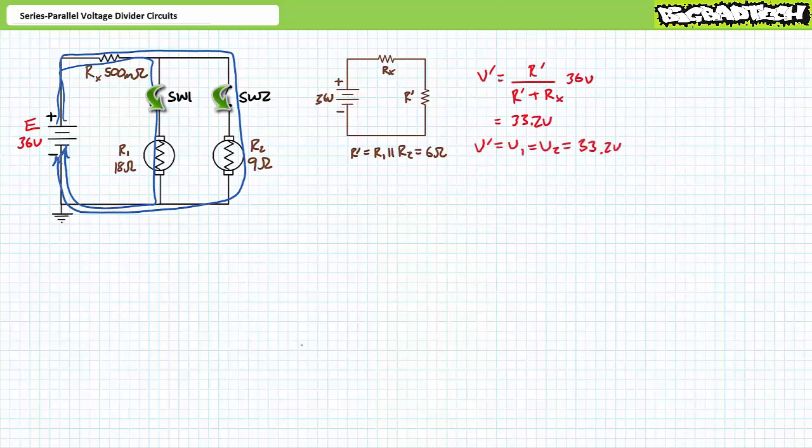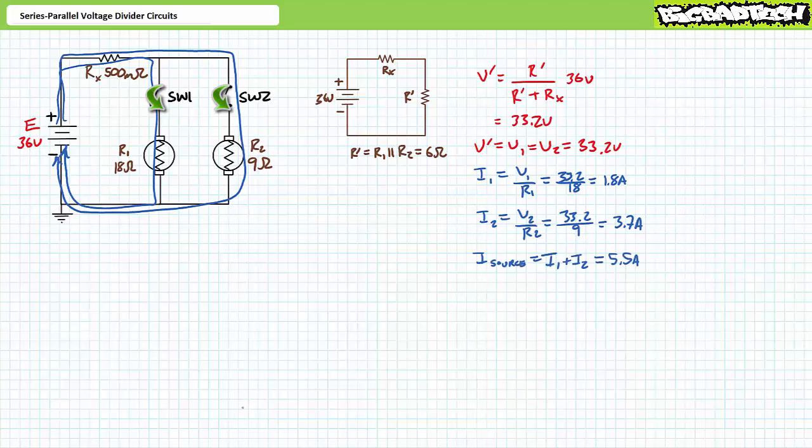Given R single prime is a parallel combination of R1 and R2, it can be said V single prime equals V1, which equals V2, and they all equal 33.2 volts. Voltage across elements in parallel is the same. An application of Ohm's law demonstrates that R1 draws 1.8 amps. Another application of Ohm's law demonstrates that R2 draws 3.7 amps.